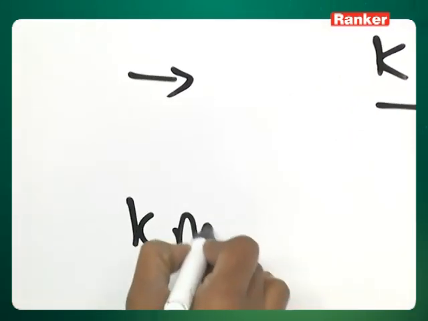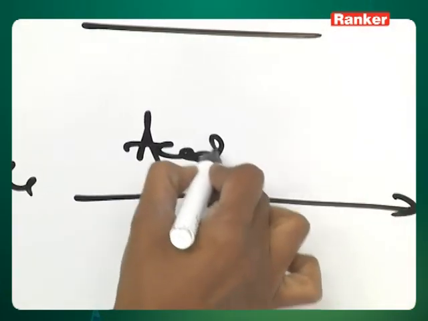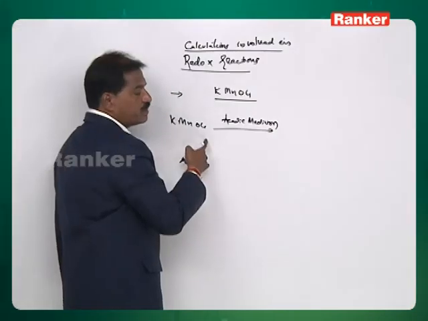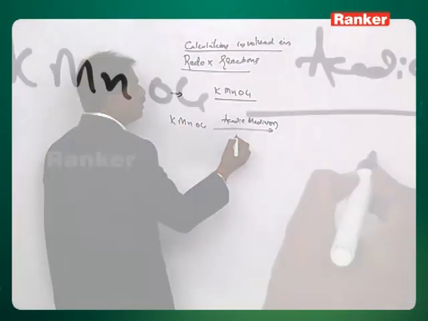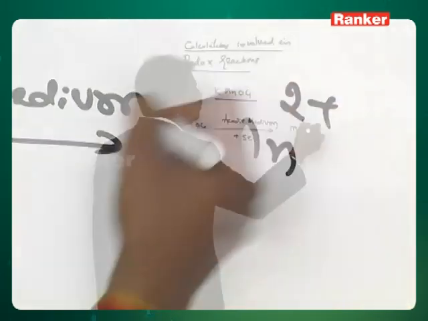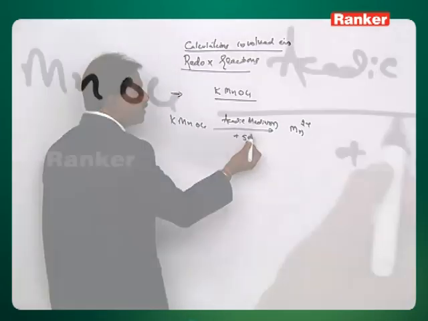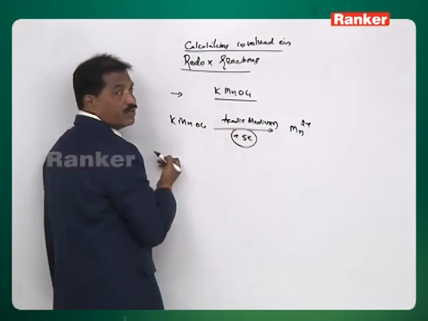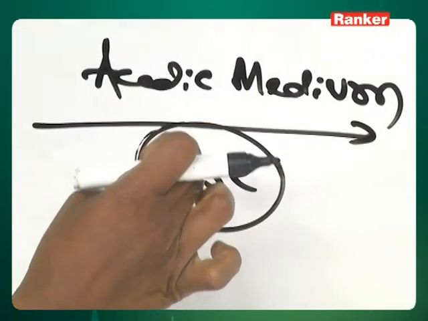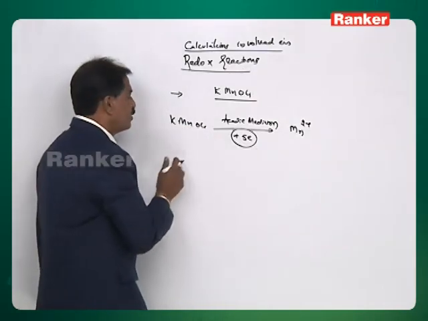For example, if the reaction takes place in acidic medium, one molecule will always gain 5 electrons, hence it converts into Mn2+. Since one molecule is gaining 5 electrons, the N factor or valence factor of KMnO4 in acidic medium is 5. By using this valence factor, we can solve the numerical problems very easily.